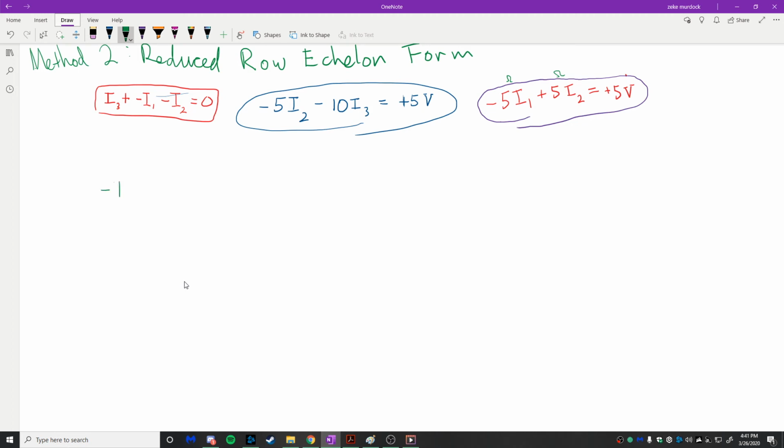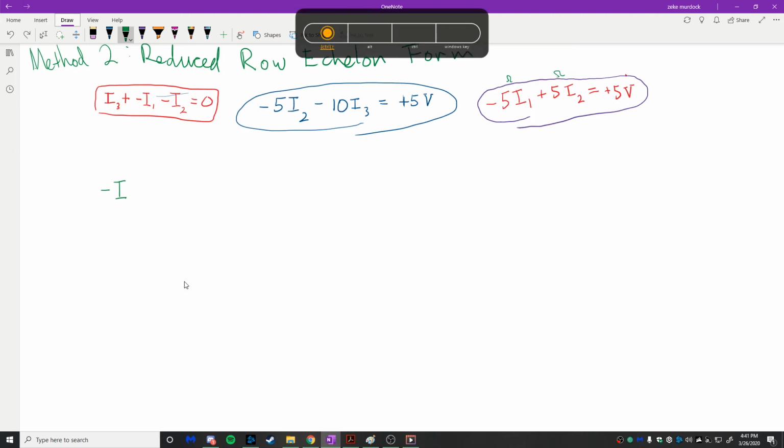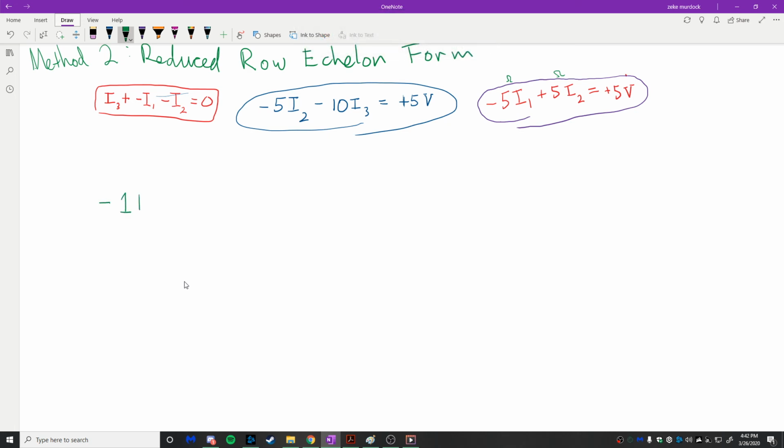We're going to write it as negative I1 minus I2. In fact, we're going to be really clear about what we're doing here so that people aren't confused. The coefficient is negative 1 times I1, and then I2 is negative 1 times I2, and then I3 is plus 1 times I3. Okay, that's that equation, right? This equation I'm going to write as 0 I1, and then minus 5 I2, and then minus 10 I3. Sorry, the first one was equal to 0, and this one's equal to 5, right?